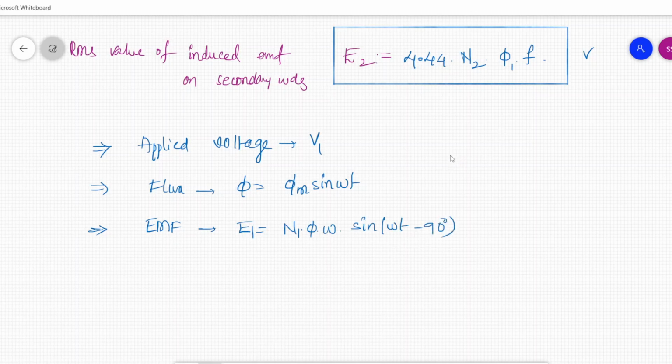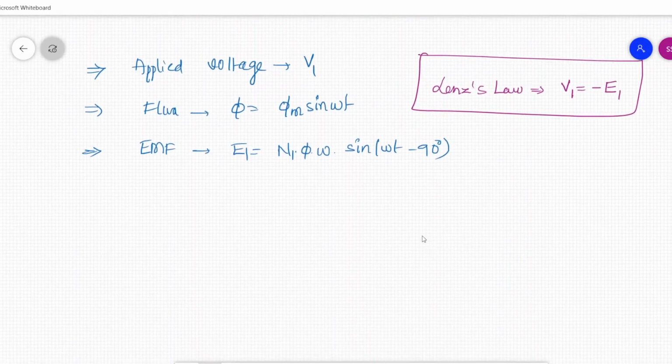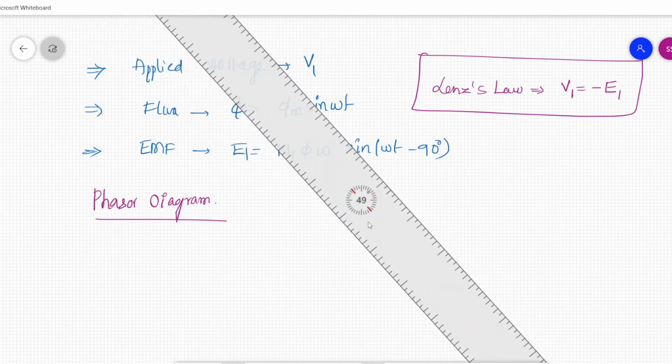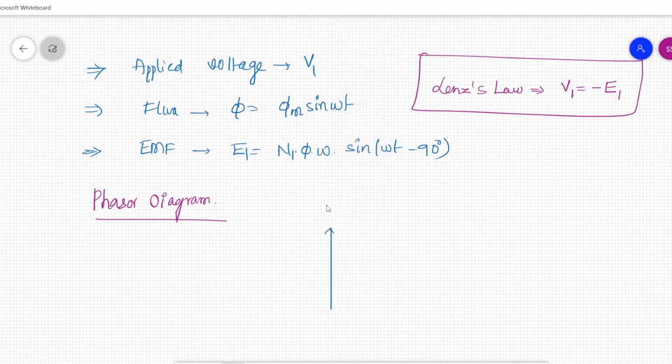Okay, and according to Lenz's law, our supply voltage V1 is being opposed by our generated induced EMF E1, right? So by concluding, I can say that here we can draw the phasor diagram of these phases. So first I am applying voltage V here. Let me draw the voltage phasor. So this is my reference voltage phasor, first V1.